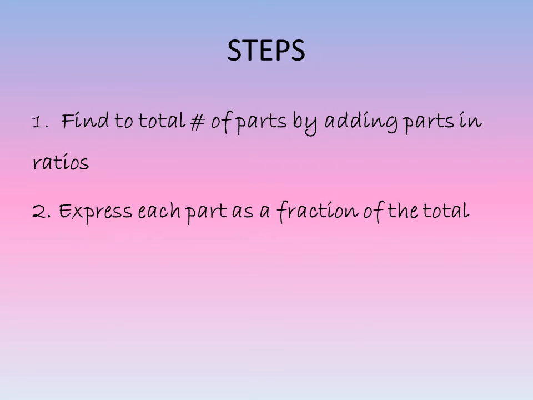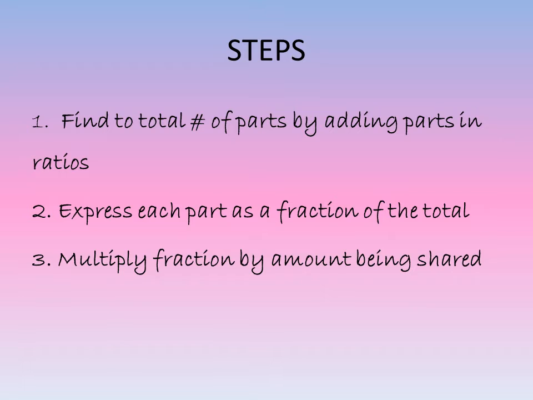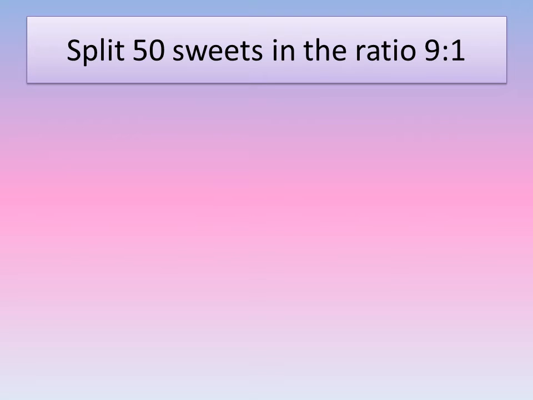Then we're going to express each part as a fraction of the total. What do we mean by this? We're going to see more in the example that's coming up next. And finally, we're going to multiply the fraction by the amount being shared. So let us apply those steps to this problem. We're going to split 50 sweets in the ratio 9 to 1. How do we do that?